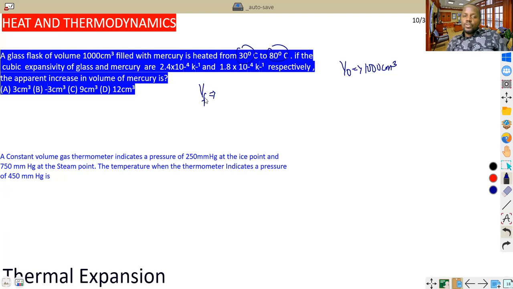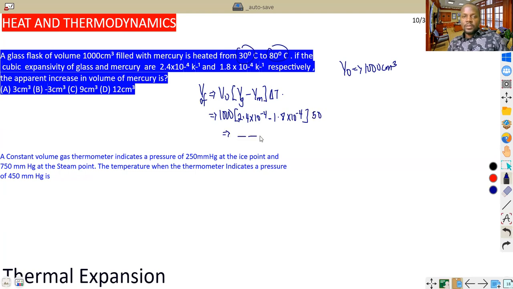But from what I've given to you, the volume overflow here will be equal to the initial volume times the bracket of gamma of glass minus gamma of mercury, times the change in temperature. So this is the apparent volume expansion of the container. You just substitute the parameters, V naught is 1000. So we have V is 2.4 times 10 to the power negative 4 minus 1.8 times 10 to the power negative 4, multiplied by the change in temperature, 80 minus 30, which is 50. The rest is the answer.